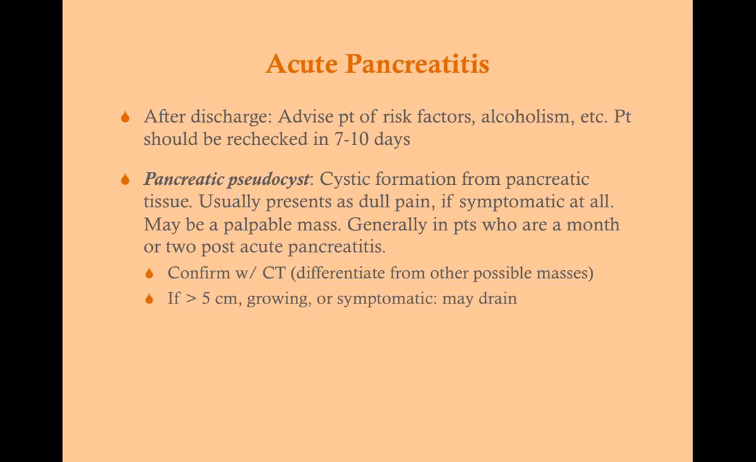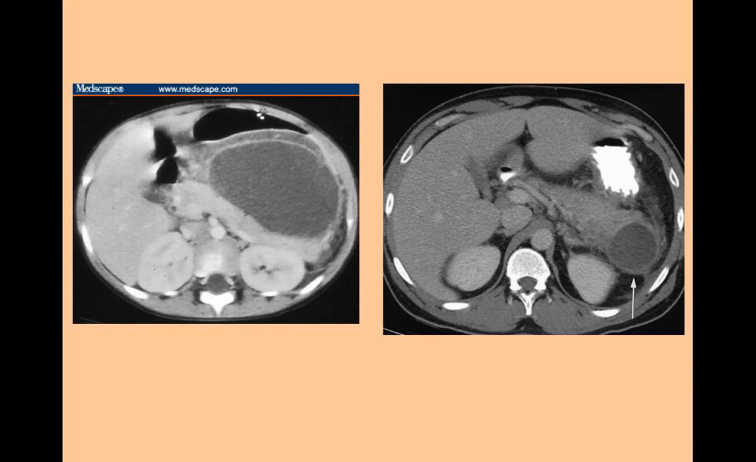And the only time you're going to treat these, by treating I mean aspirating, is if they're greater than 5 centimeters, if they're growing, or if they're symptomatic. And usually if the patient came into the hospital, they're symptomatic. So sometimes you can see these coincidentally, but in general on the USMLE, this is going to be something that you're going to drain. So here's a pancreatic pseudocyst.